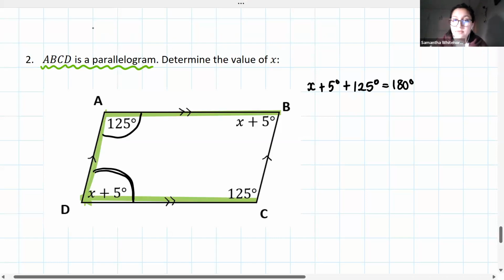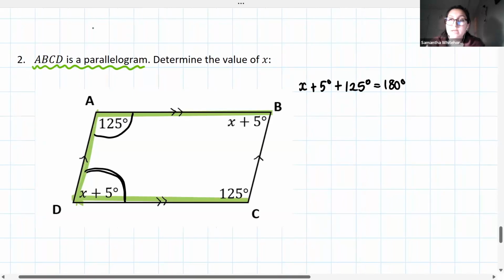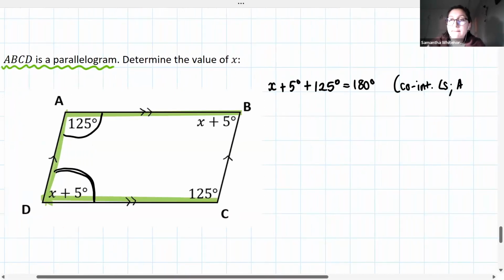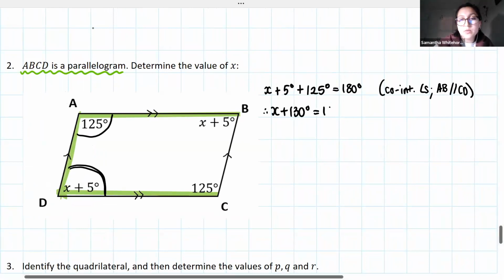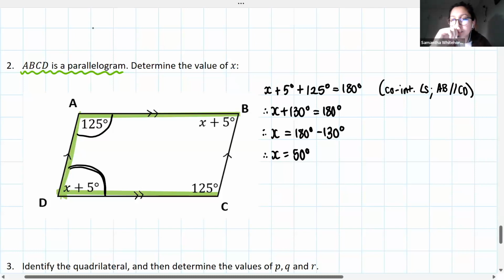Now this is a geometric statement, so we have to give our reason. And our reason here is co-interior angles. And remember, you have to state your parallel lines. So AB parallel to CD. Those are the ones I highlighted. Right, now we can solve for X. So we've got X plus 5 and 125 are like terms. So X plus 130 is equal to 180 degrees. And so by subtracting 130 on both sides because of inverse operations, I get that X is equal to 50 degrees. Now guys, go and double check yourselves.